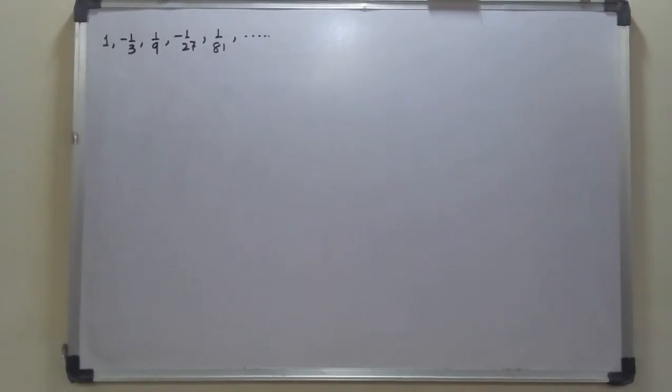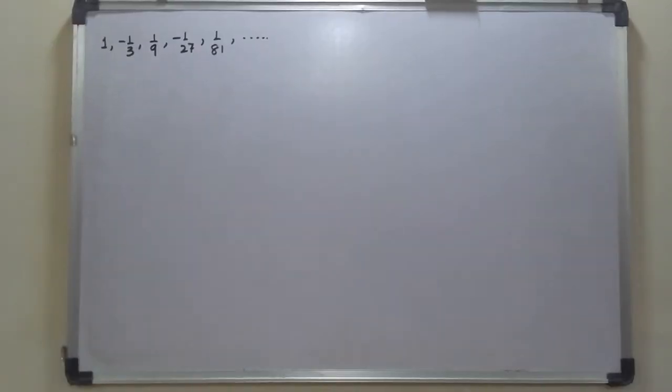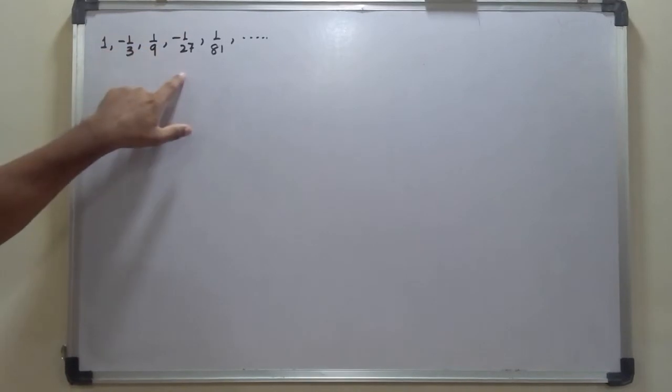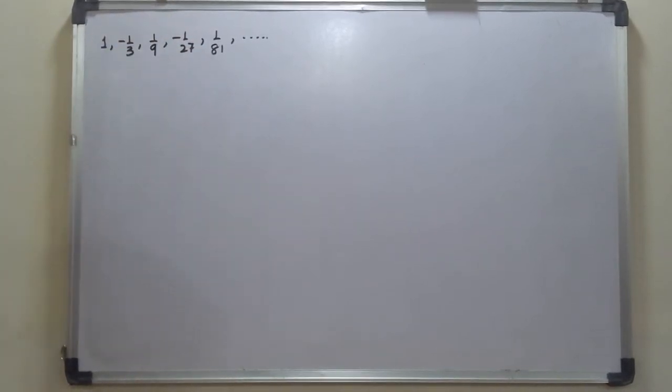Welcome back. Now, before starting with the next part, let me see what I have written. I have written here 1, minus 1 by 3, 1 by 9, minus 1 by 27, and 1 by 81, and so on. Okay.